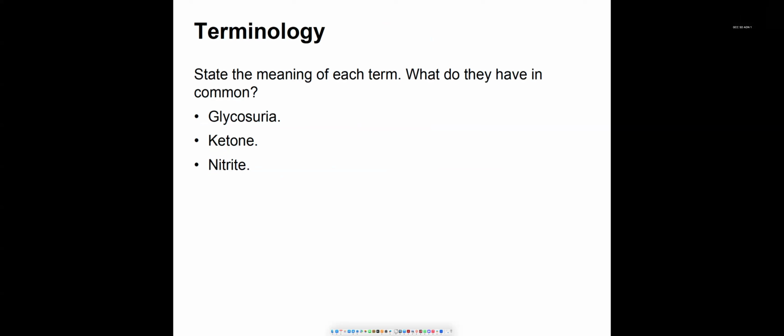When we look at terminology, I want you to state the meaning of each and what they have in common. You have glucosuria, presence of glucose in the urine. You have ketones, the presence in the urine of the chemicals formed when the body is experiencing starvation or uncontrolled diabetes mellitus. And you have nitrite. Nitrite is a chemical formed in the bladder in the presence of bacteria. They are all found in the urine in different diseases. That's how you can characterize what they have in common.